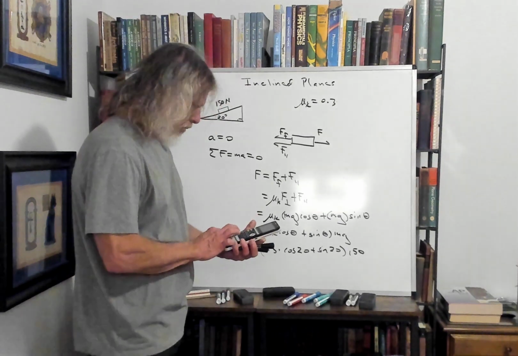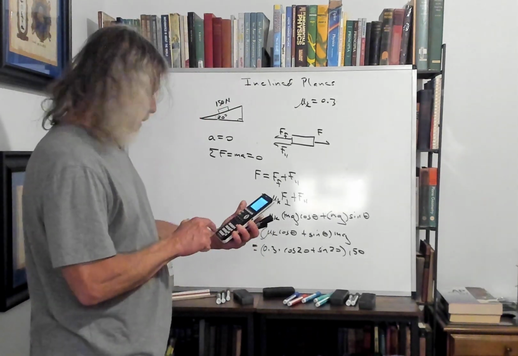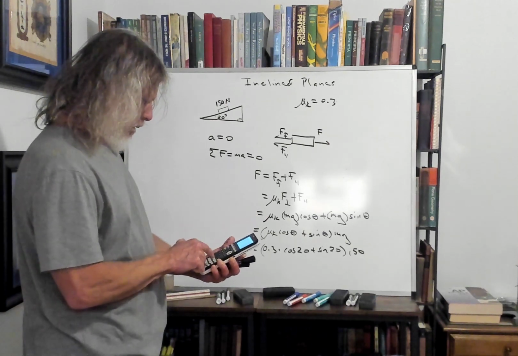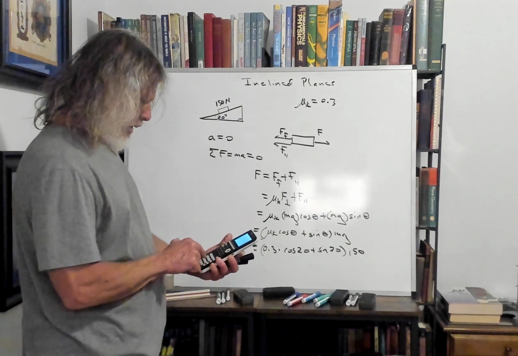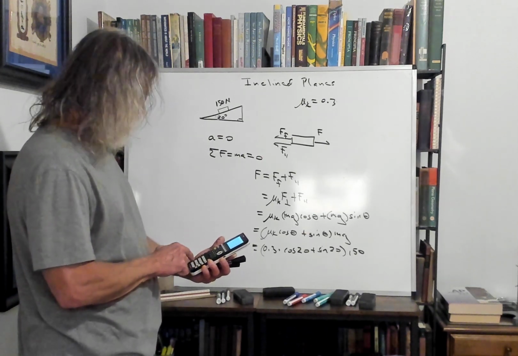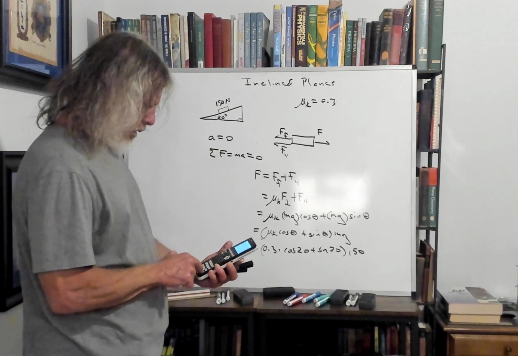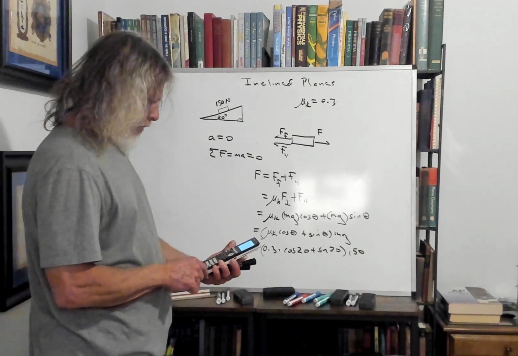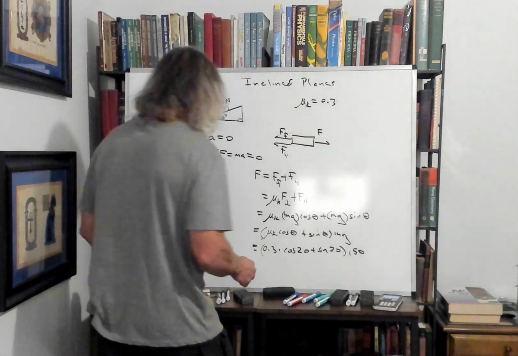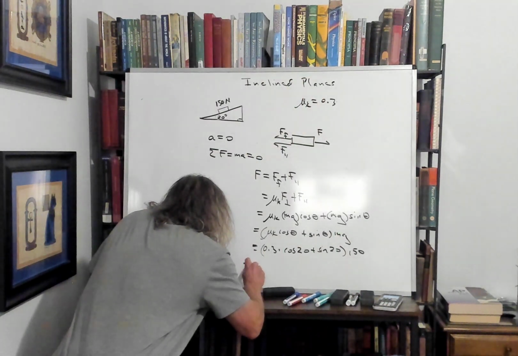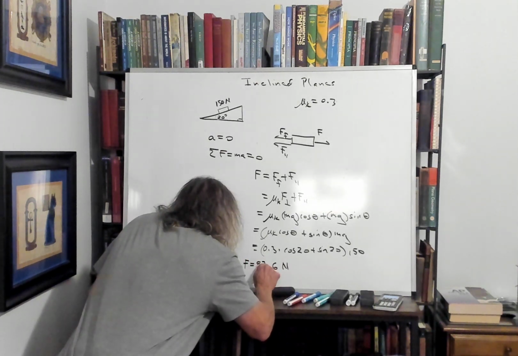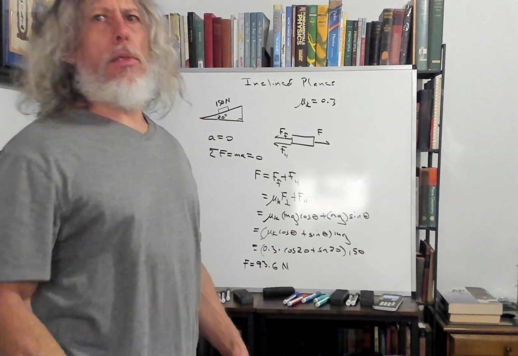So parenthesis 0.3 cosine 20, close parenthesis, plus sine 20, close parenthesis, times 150, enter. Got 93.6. So about 93.6 newtons.